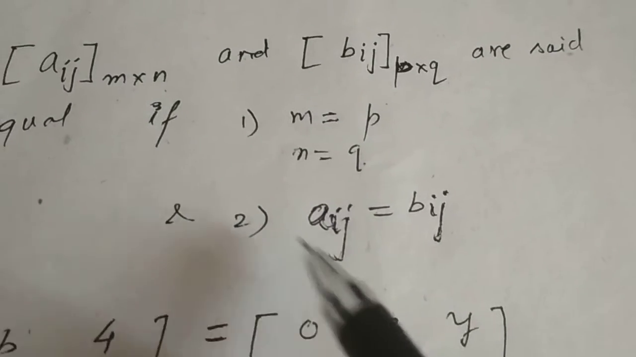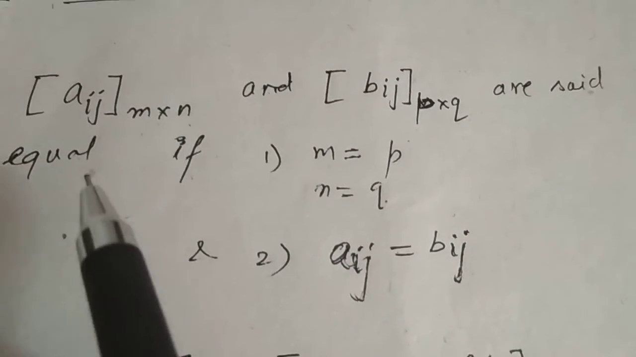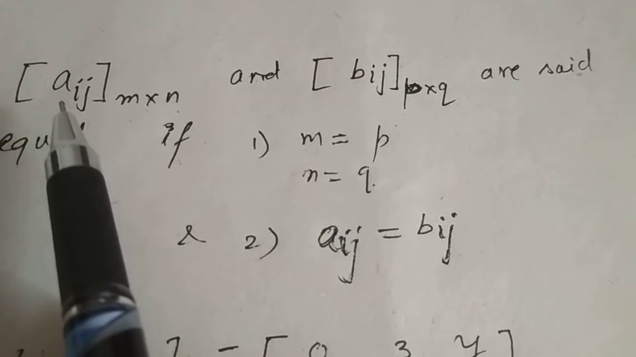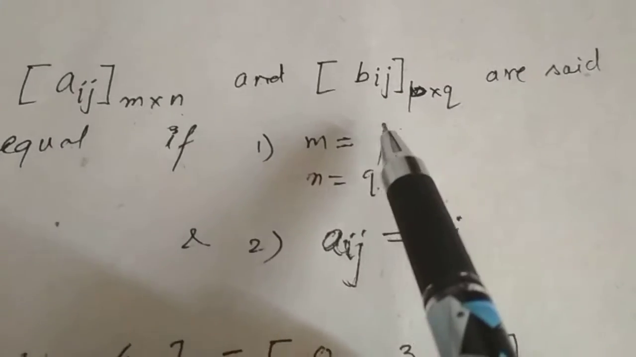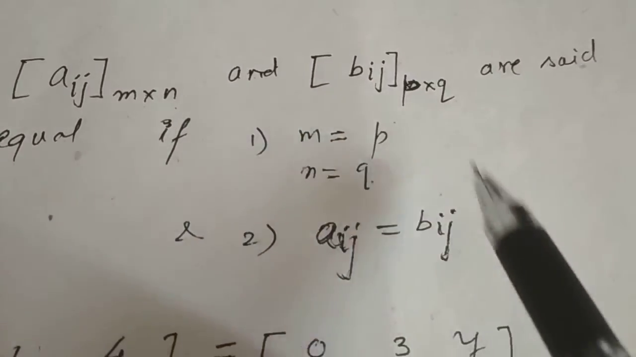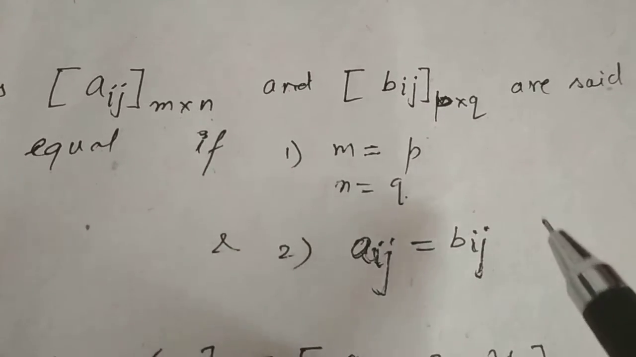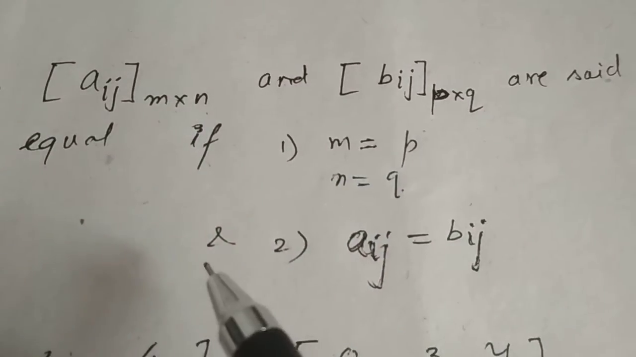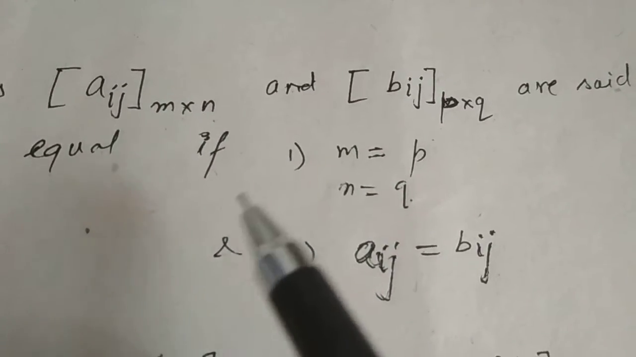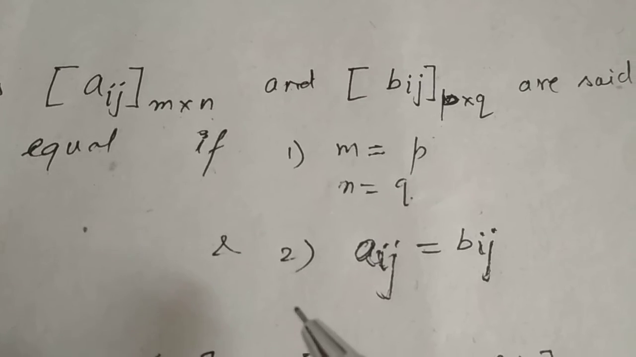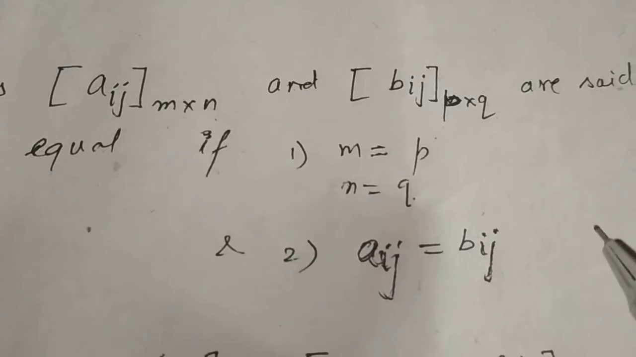And the second condition, they are equal only when each and every element, the element of the ith row and jth column, is equal to the corresponding ith row and jth column element of the second matrix. It also means that A11 is equal to B11, A12 is equal to B12, and so on and so forth. Then A21 is equal to B21, A22 is equal to B22, and so on. Let us take an example.